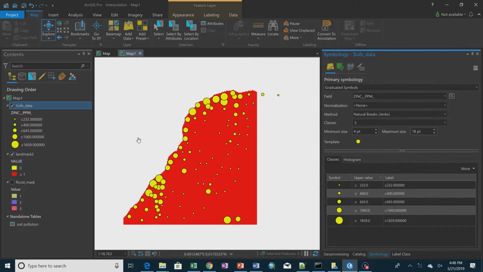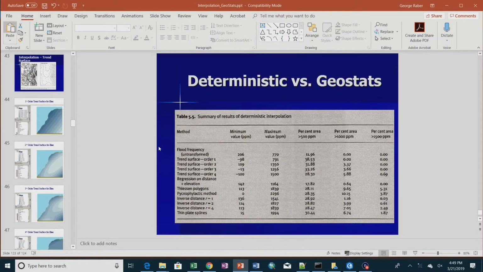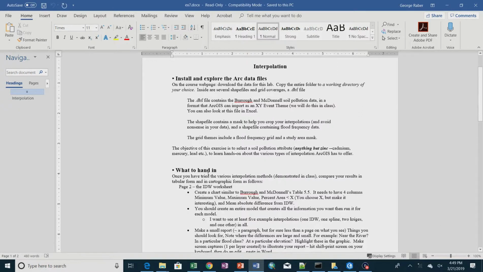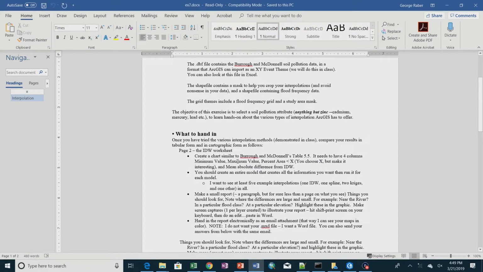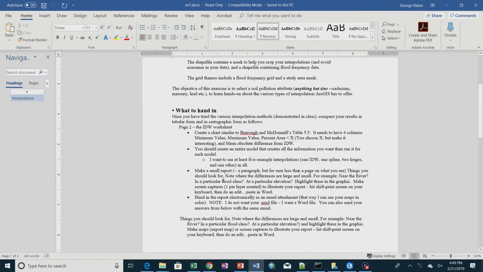to do to create the table. So what I want you to do is, your chart is going to have 4 columns. How many rows? So I want to see at least 5 examples. So you're going to have 5 rows.